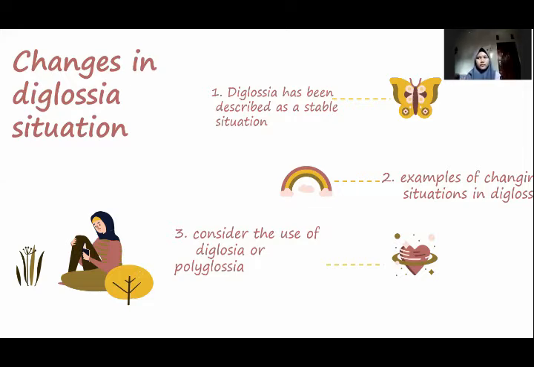Second, an example of a changing situation in diglossia. Latin, for example, was ousted from its position as the H language in Europe, as the L varieties gradually expanded or leaked up into more formal domains. England was diglossic in the broad sense after 1066 when the Normans were in control.